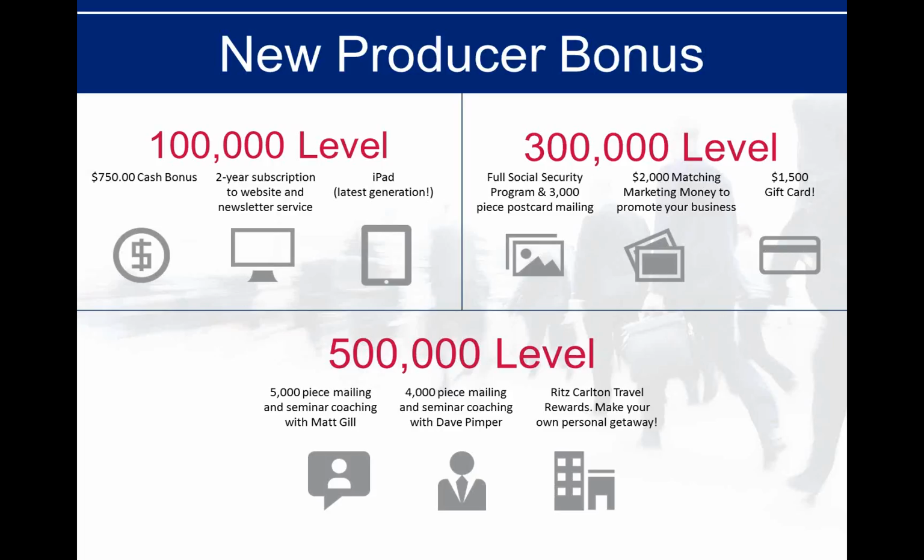Let us help you refill your pipeline with either a Social Security program and 3,000-piece postcard mailing system at the $300,000 level. Or if you are just getting started in the business and you write $100,000 with us, we can help you out with a 2-year subscription to a website and newsletter service or an iPad, latest generation. Or if you are an established producer and you hit the $500,000 level, you can choose either a 5,000 or 4,000 piece mailer and some seminar coaching by one of our 2 top producers, either Matt Gill or Dave Pimper. Or if you'd like to take Rich Carlton travel rewards, make your own personal getaway, you can certainly choose that as well. Again, a nice way for us to say thank you, welcome aboard, and we look forward to many years together to help your agency grow.